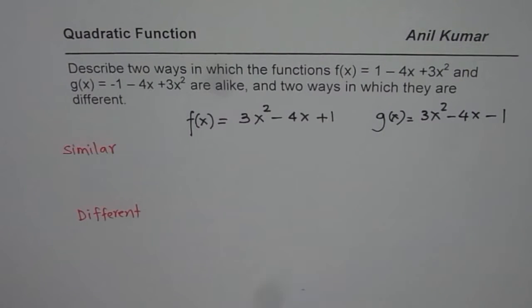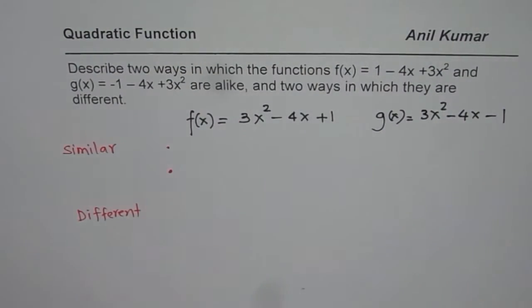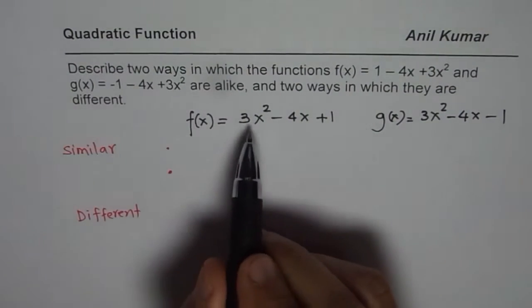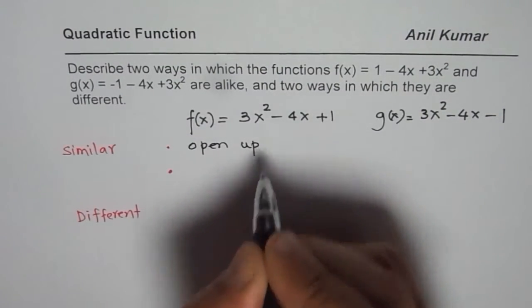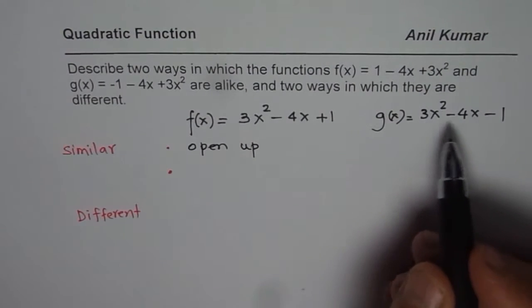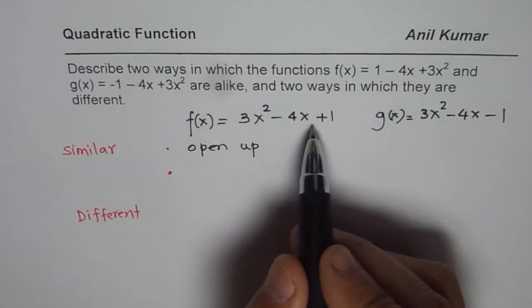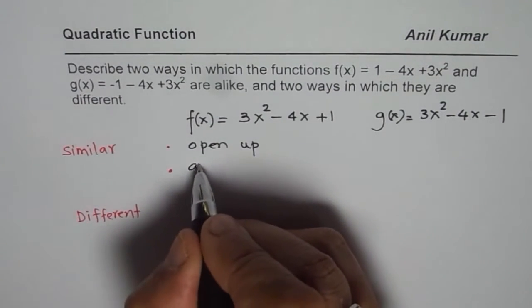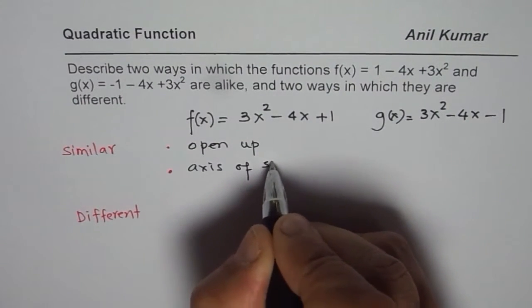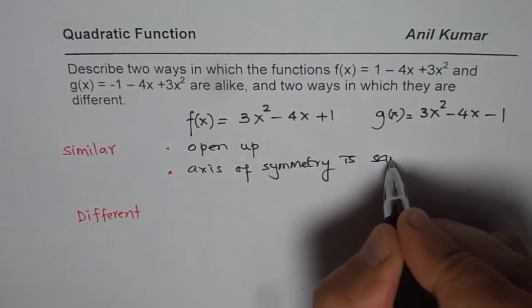Now, as far as similarities are concerned between these two equations, we can list a couple of them. Let's put two dots here and write two similarities first. Well, both functions, as I said, open upwards, correct? That is one thing. Now, second similarity for both of them is that they're exactly same except their y-intercept is different, right? So their axis of symmetry is same, right? How much is it?